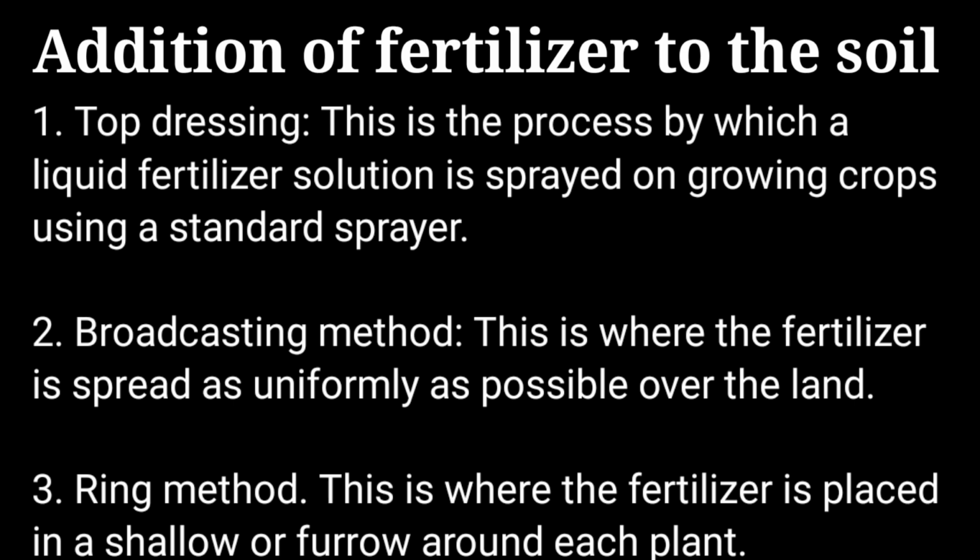Let us look at broadcasting method. This is where the fertilizer is spread as uniformly as possible over the land. Let us look at ring method. This is where the fertilizer is placed in a shallow furrow around each plant.